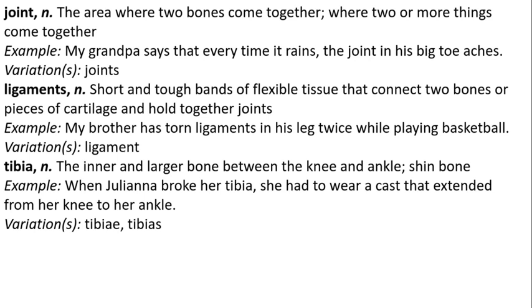Joints. Your joints are the area where two bones come together, where two or more things come together. Ligaments. Ligaments are short and tough bands of flexible tissue that connect two bones or pieces of cartilage and hold together joints. One of you asked about how bones are connected. Well, now we know they're connected with ligaments, and we'll learn more about that today. And then the tibia is the inner and larger bone between the knee and ankle. It's also called the shin bone.